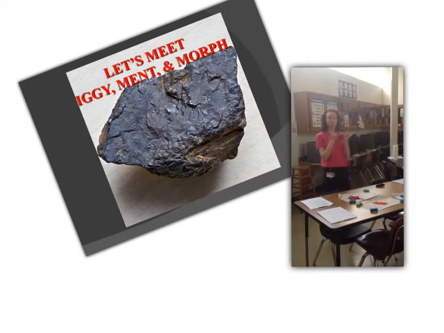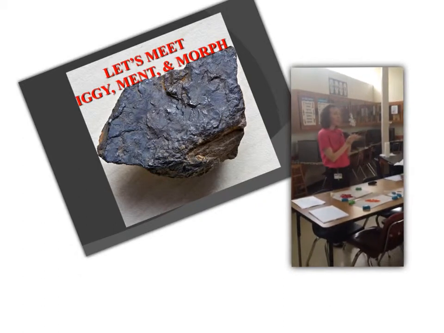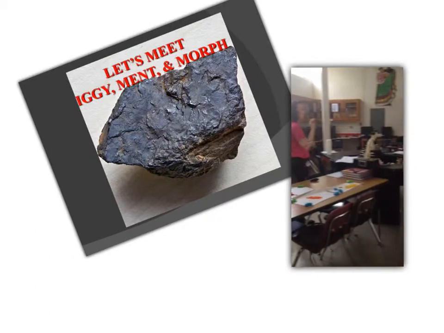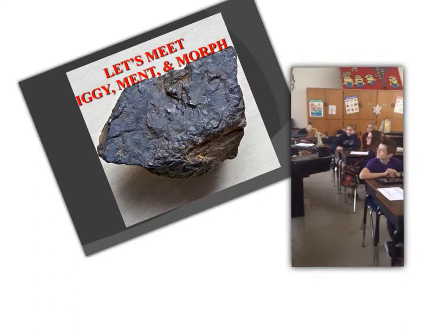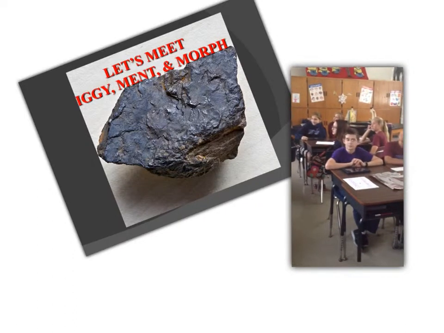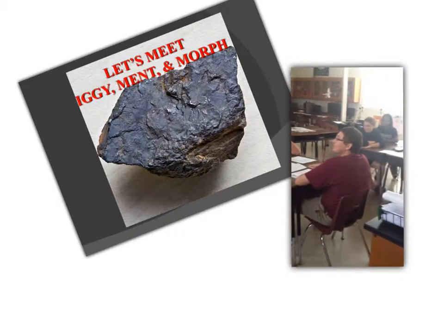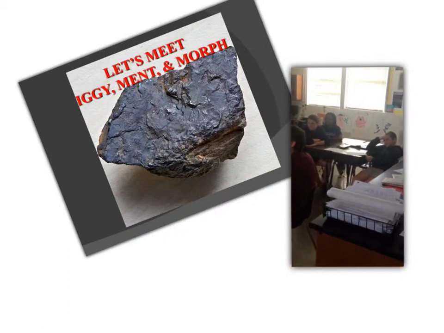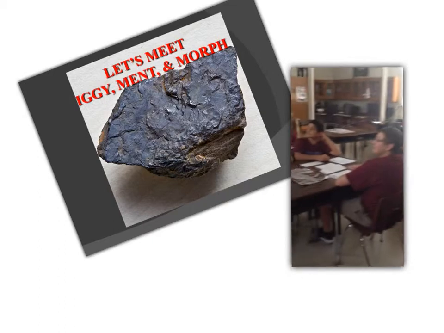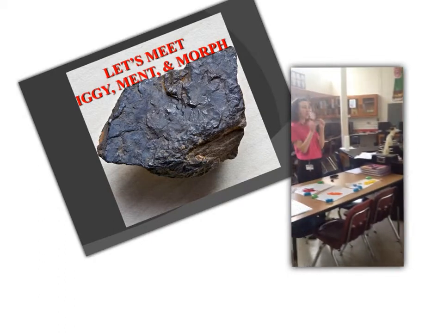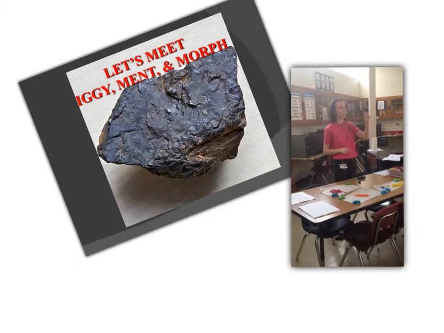Now, these friends are all really special because they're all unique and different. Iggy here, see how cool and shiny Iggy is? Iggy is from Central New York, and he was born when a volcano erupted. Pretty cool, right? Mint here was formed from heat and pressure, and it caused him to crystallize. He's all sparkly and shiny.